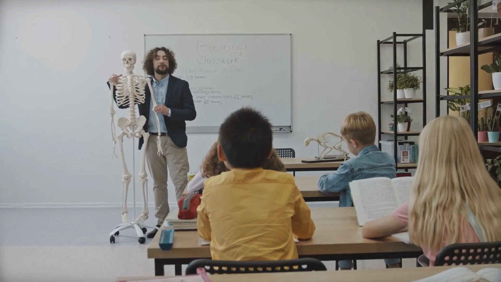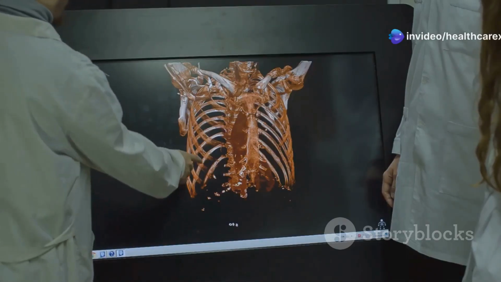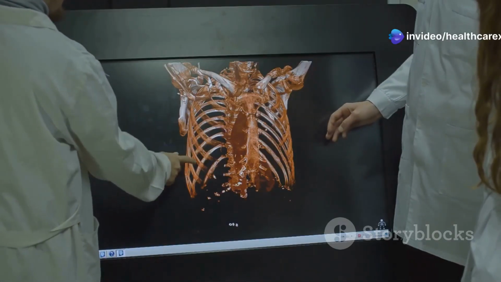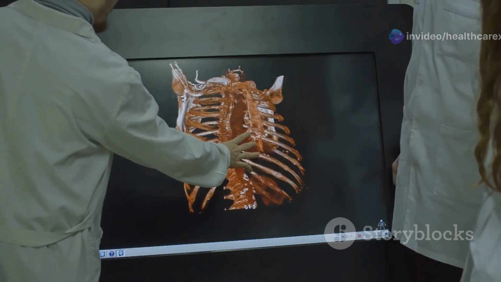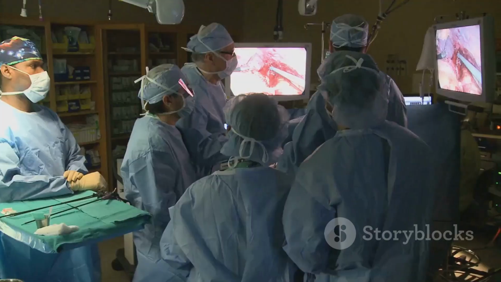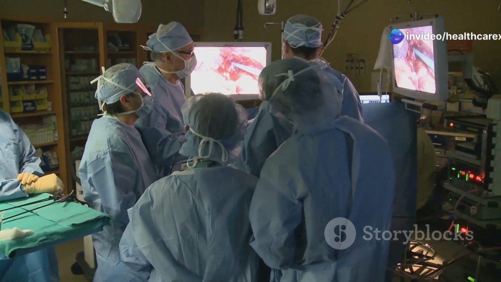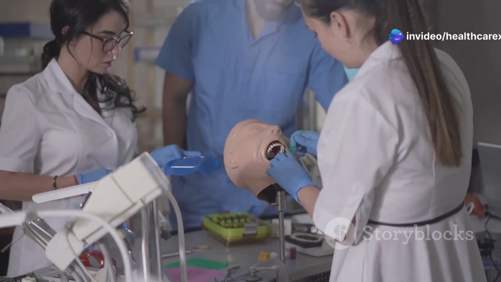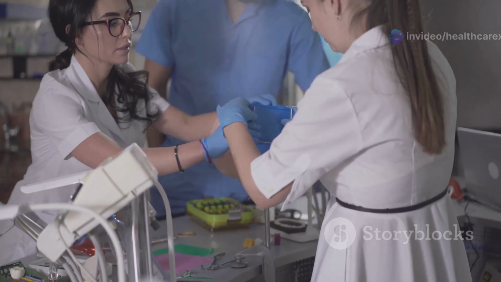Cadaveric dissection is irreplaceable in anatomical education. It allows students to appreciate the three-dimensional nature of the human body, something that cannot be fully grasped from textbooks or models. The act of dissection itself is a powerful learning tool. It requires students to develop fine motor skills, hand-eye coordination, and spatial reasoning abilities. These skills are essential for performing surgical procedures and other medical interventions.